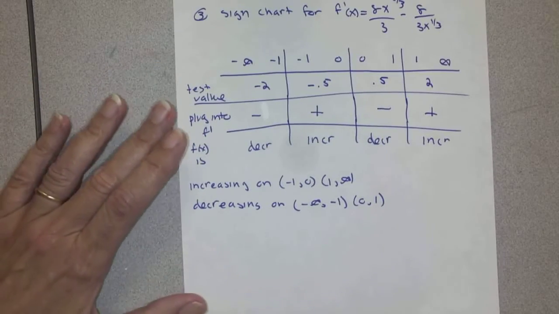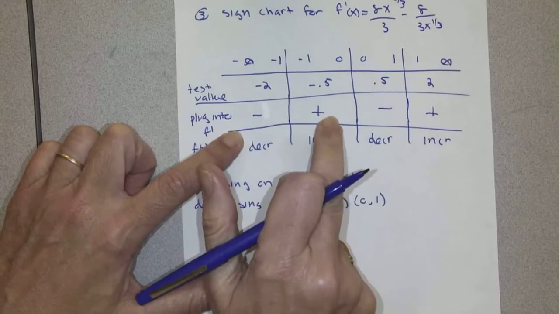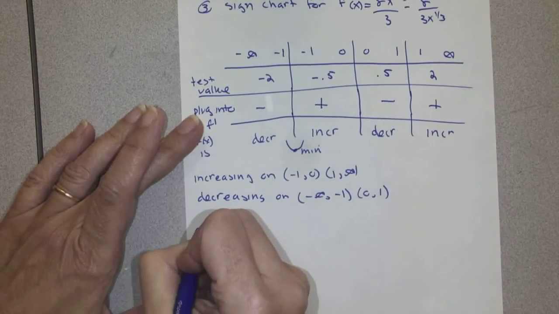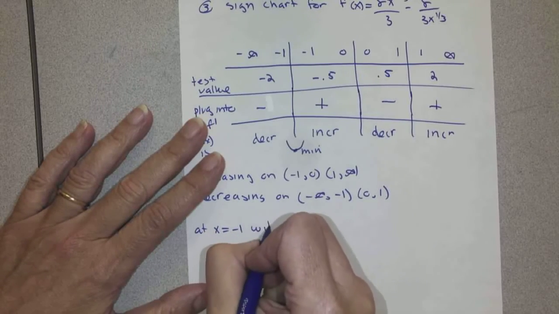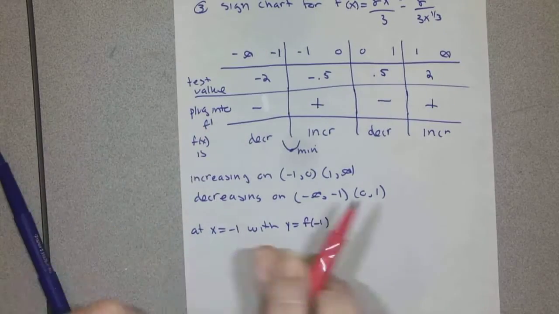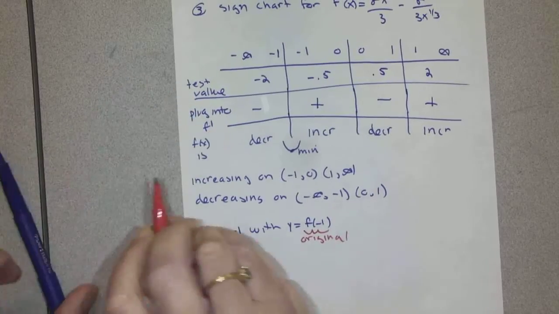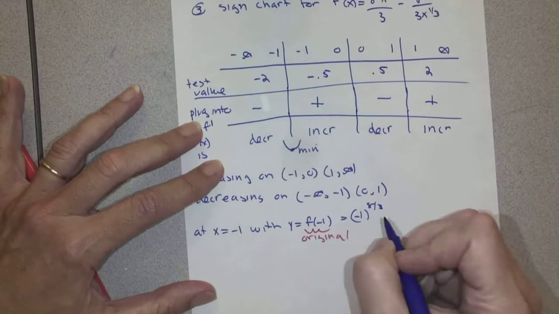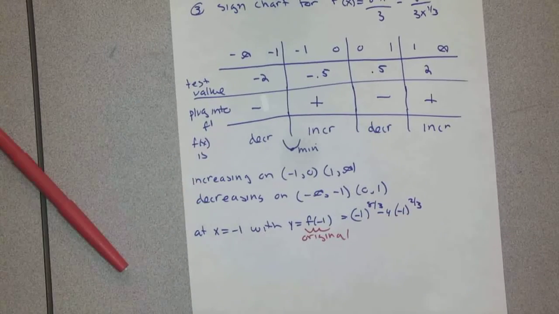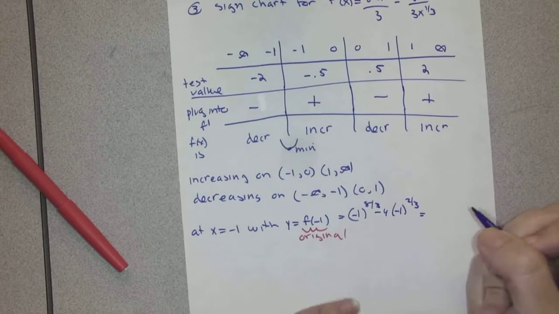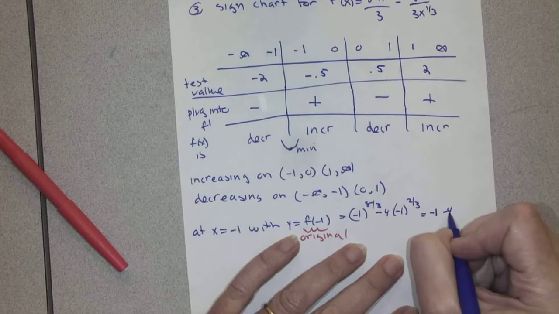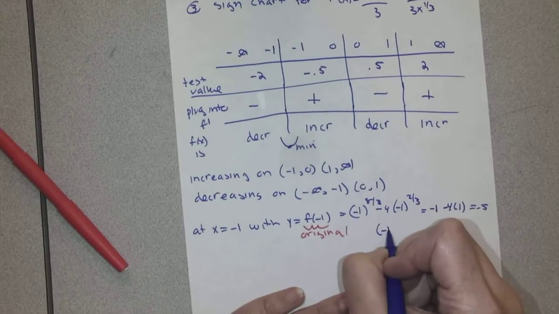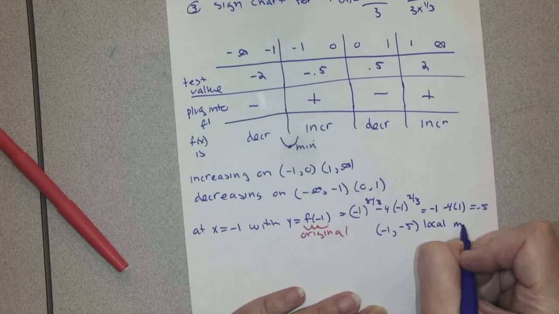Then as far as local maxes and mins, here my derivative changed from negative to positive, or my function changed from decreasing to increasing. So I had to hit a minimum there. So at x equal negative 1, with y equal f of negative 1, y coordinates always the original function. And plugging into the original function, so that's going to be negative 1 to the 8/3 minus 4 times negative 1 to the 2/3. Can I do it in my head a little bit? That's going to be 1 minus 4 times 1, for negative 3, we hope. And so negative 1, negative 3 is going to be a local minimum.